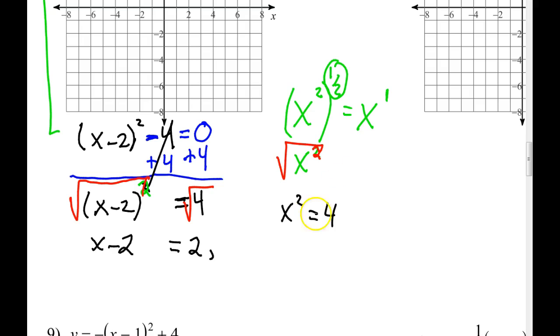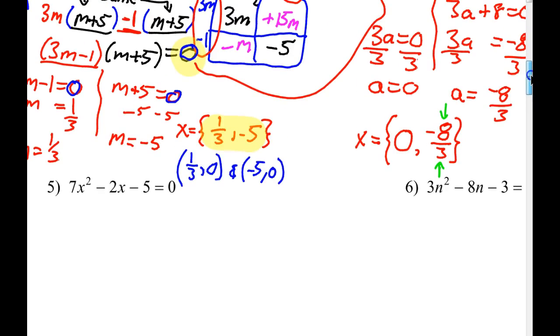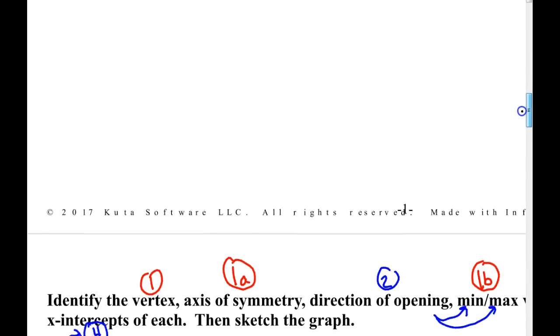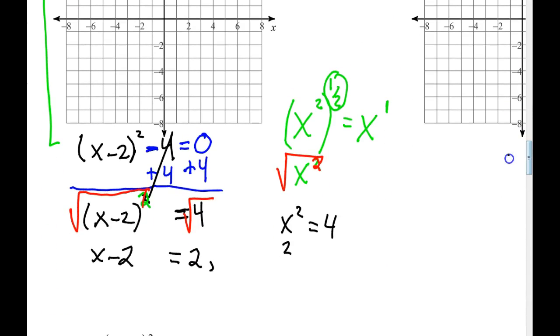-2. So you know how we have two answers on all these, right? Right? -1/3, -5, 0. We get two answers. So we have to be able to get two answers when we're doing it without a graph. And that's how you get those two answers, because there are two numbers when you square it that equal 4. 2 squared equals 4, and -2 squared equals 4. So it's really 2 and -2. Get two answers. And then when you go through, you can add 2 to both sides.